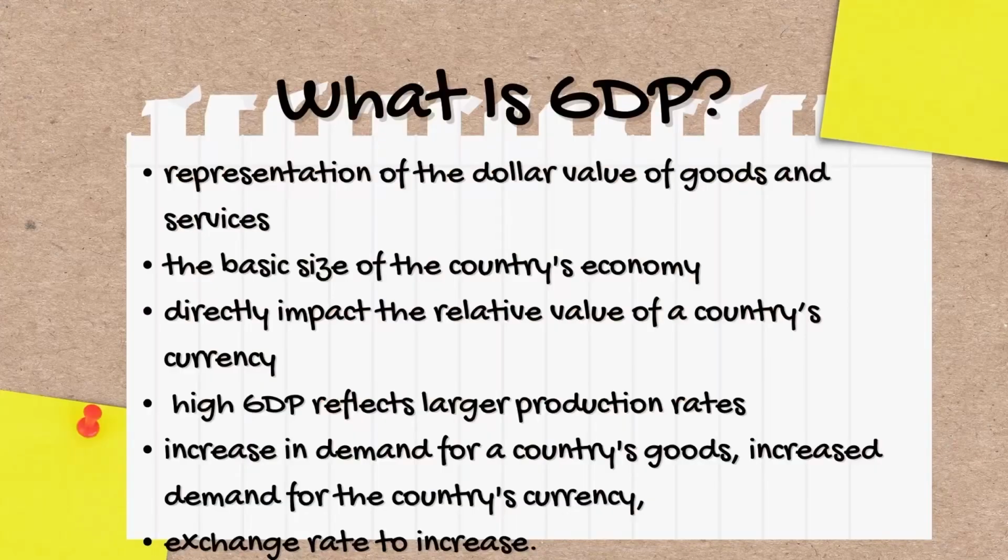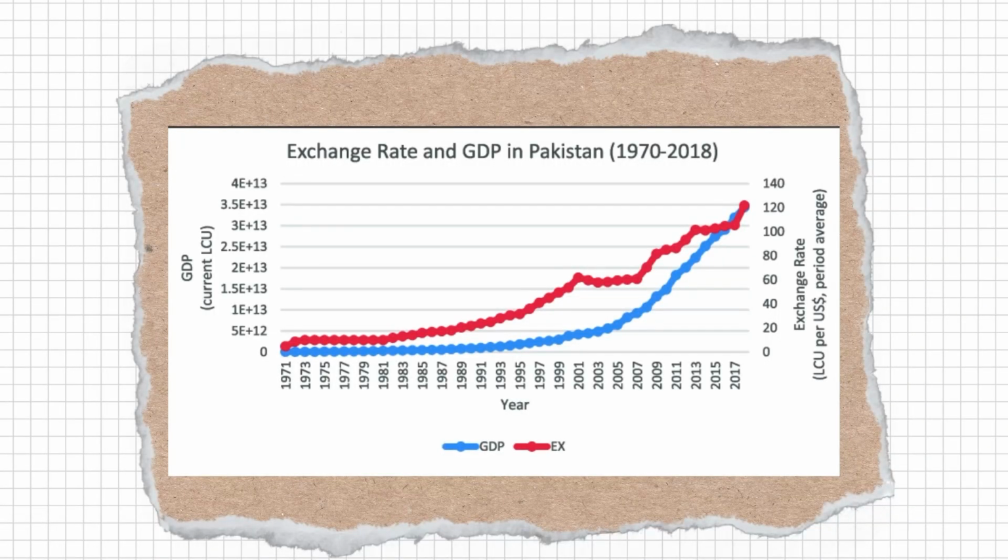The GDP of a country is a representation of the dollar value of goods and services that have been produced within that country, generally over the span of 1 year. The GDP may also be thought of as the basic size of the country's economy. Changes in the GDP reveal changes in economic growth and can directly impact the relative value of a country's currency. A high GDP reflects larger production rates, an indication of greater demand for that country's products. An increase in demand for a country's goods and services often translates into increased demand for the country's currency, causing the exchange rate to increase.